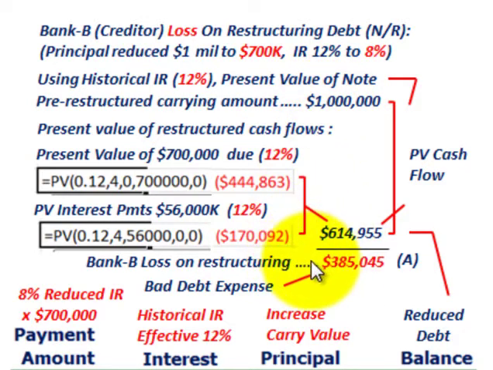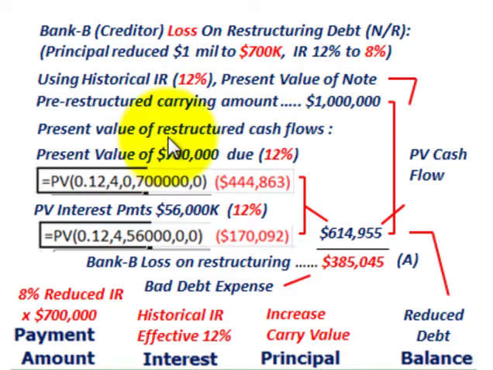So what we have to do from Bank B, the creditor's perspective, is determine the loss on restructuring. And that's really the difference between the present value of these restructured cash flows that we'll calculate and the pre-restructured carrying value of this notes receivable. So our pre-restructured carrying amount, we'll just point out, is $1 million.